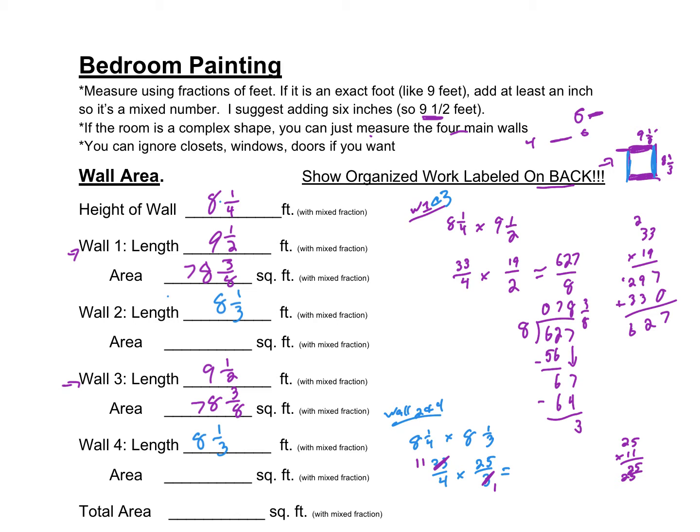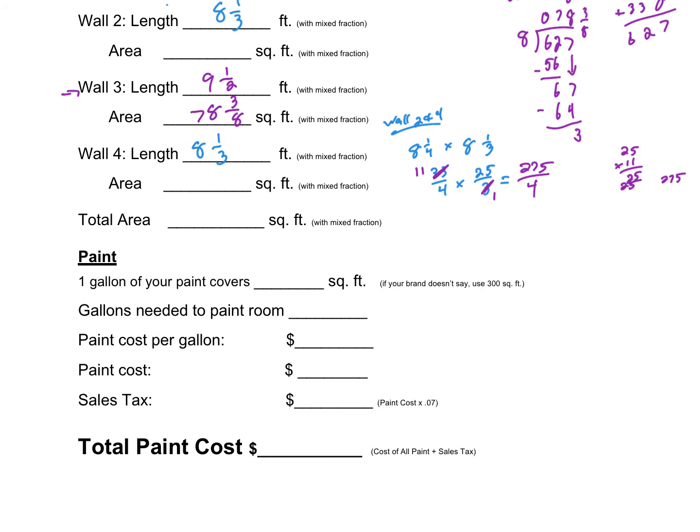Oh, I'm out of room. Sorry, guys. It's 275. I should show it. You would show it better than that, I know. All right, so now I have to change that back to an improper fraction, back to a mixed number. Divide, multiply, and subtract. Bring it on down, bring it on back. Divide, multiply, subtract, that's my remainder, 68 3/4. This wall should be a little bit smaller than my other walls.